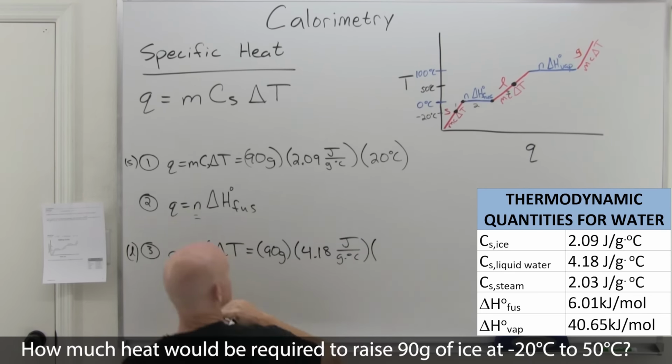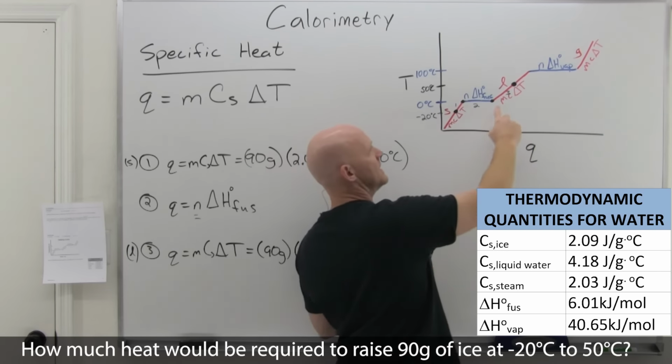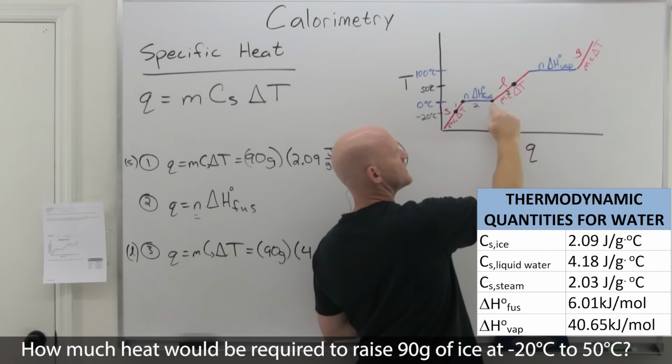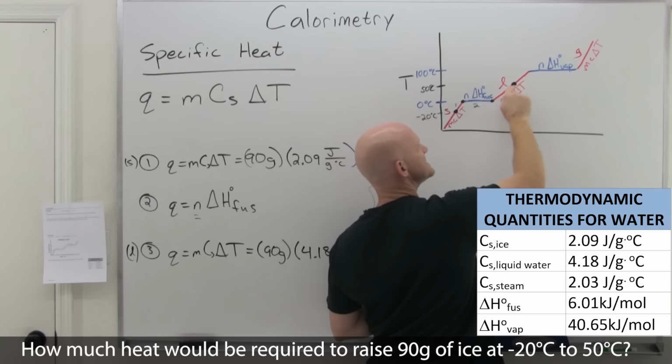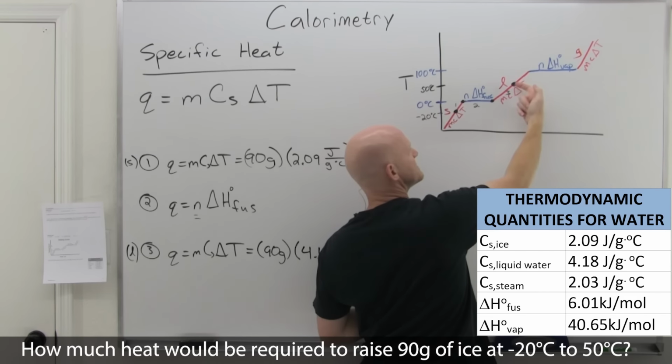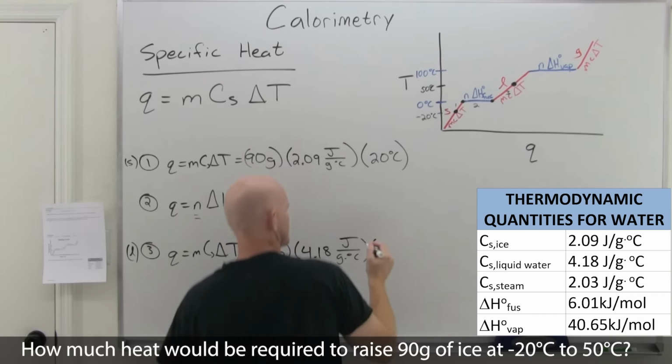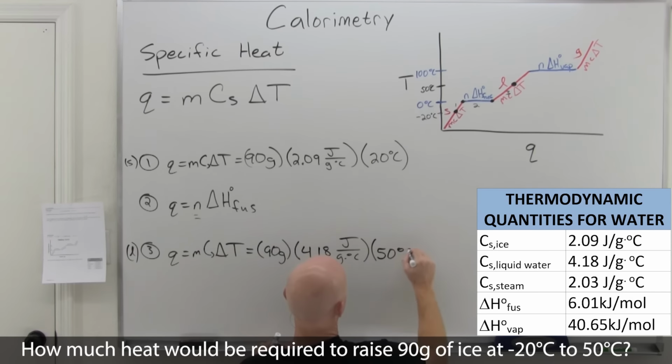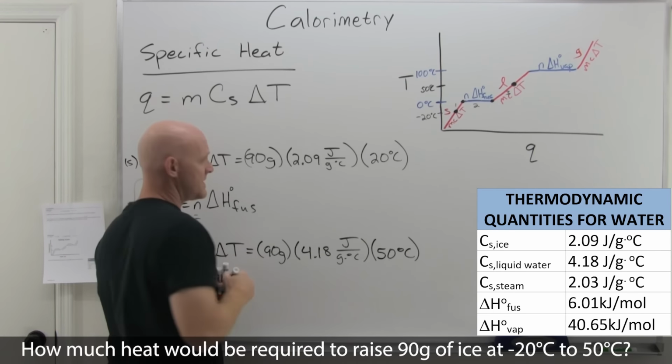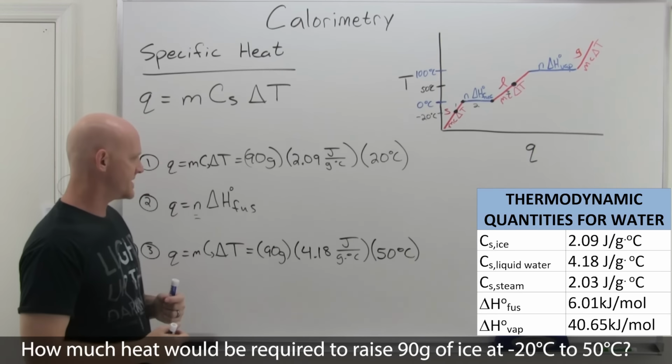And again, times delta T. And for the liquid phase in step 3, it's all melted at 0 degrees Celsius and then raised in temperature up to 50 degrees Celsius. So final minus initial, 50 minus 0 is 50 degrees Celsius. And there's our setup. And we'll use our calculator to get some numbers here.